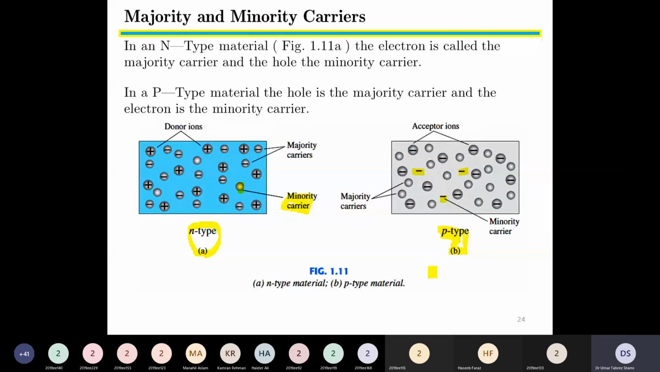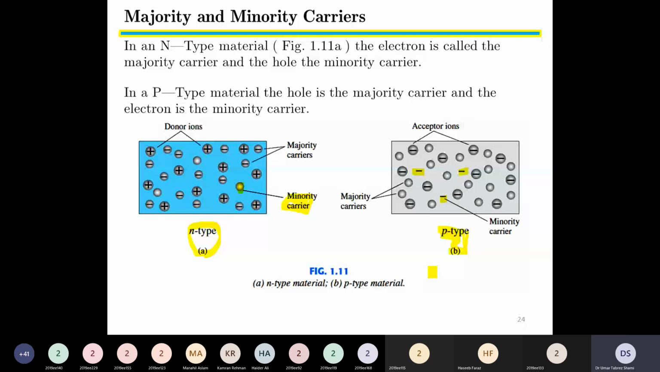So listen again: in n-type material the electrons are in majority, hence they are called majority carriers, and the holes are not absolutely zero. There is a finite number of holes in n-type material. However, this is a very small amount, therefore they are called minority carriers in n-type material.